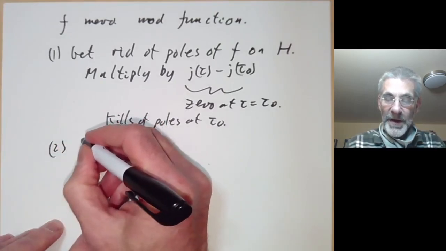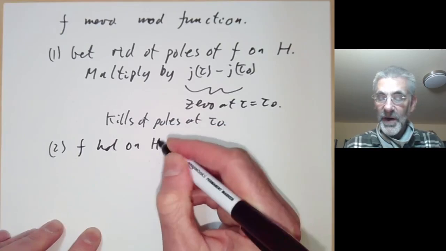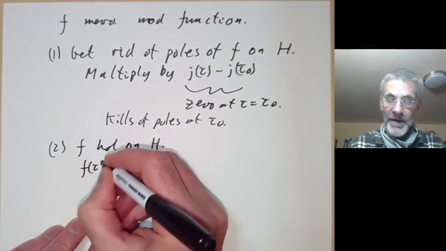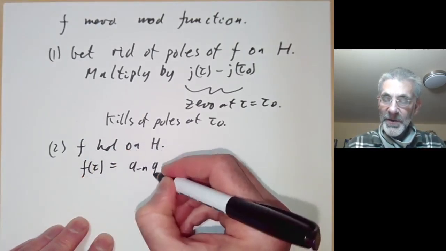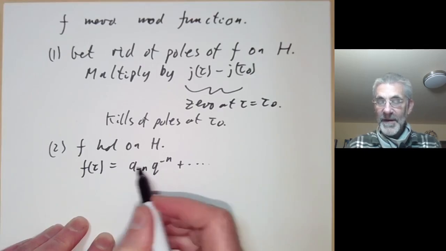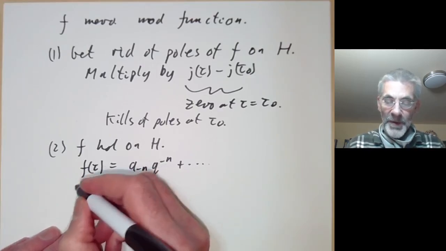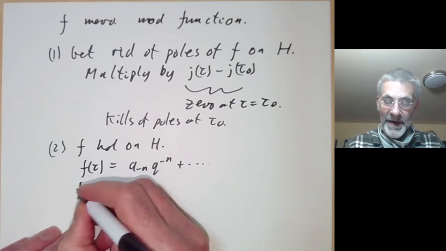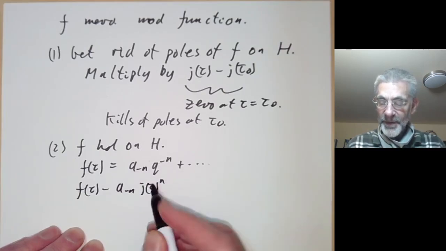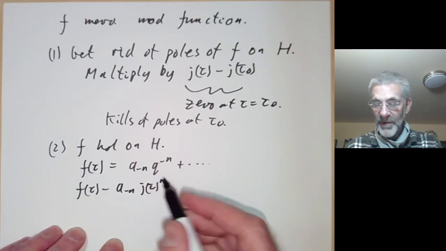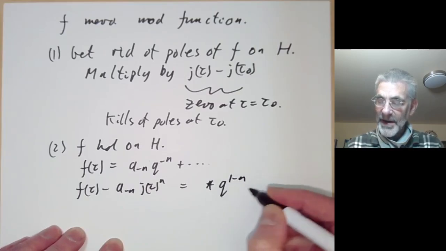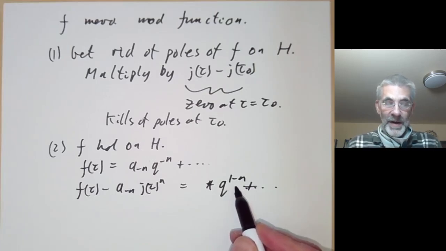So now we know f is holomorphic on H, the upper half plane, but might have a pole at i infinity. So f of tau might look like, say, a_{-n} q to the minus n plus various terms. So if it has a pole of order n at i infinity, its Fourier expansion would look like that. And then what we do is we make this a bit better by taking f of tau minus a_{-n} times j of tau to the n. So we just subtract the nth power of j, which has a pole of order 1, and this is going to be equal to something times q to the 1 minus n, and so on. So we've made the pole not so bad.